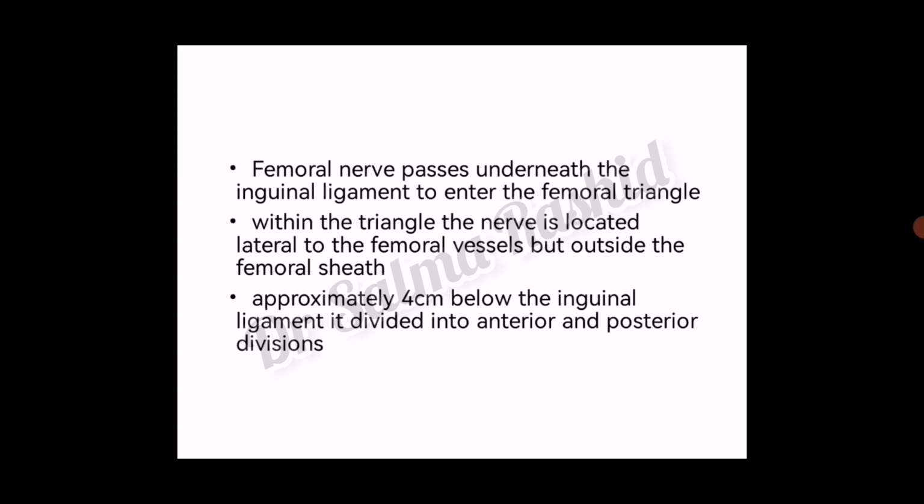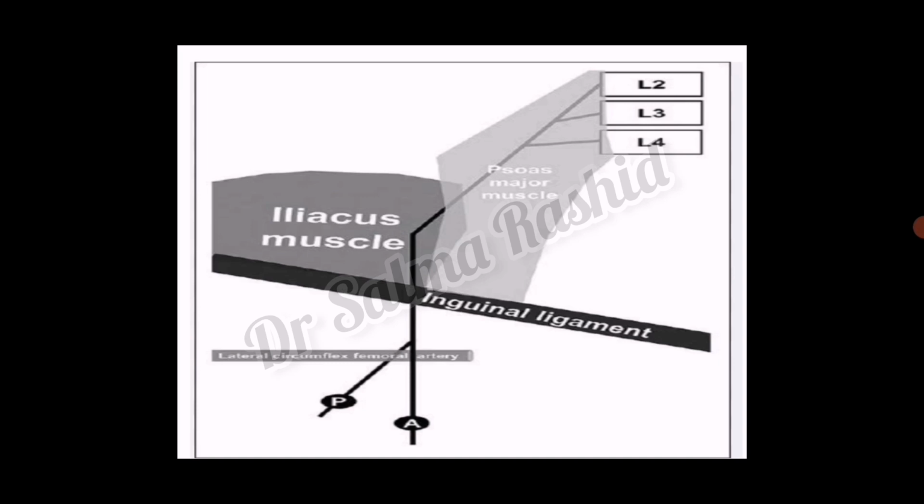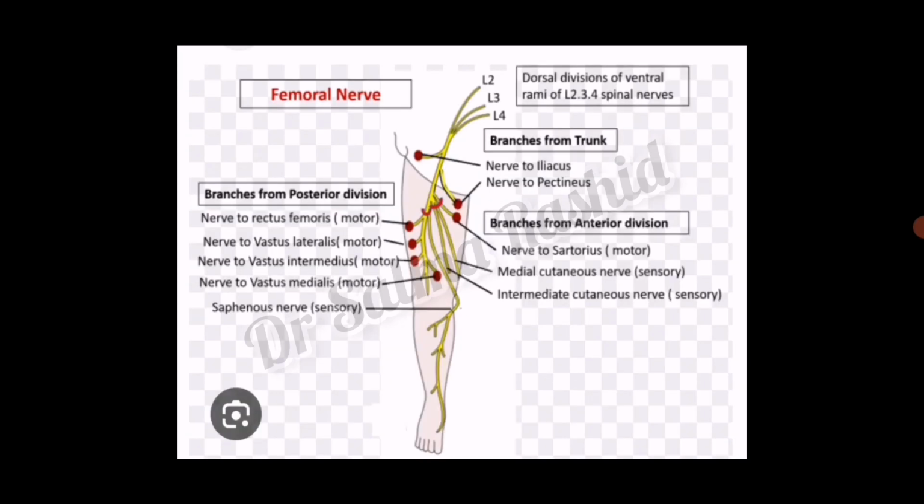Approximately 4 cm below the inguinal ligament, it divides into anterior and posterior divisions. As shown in this picture, you can see after passing under the inguinal ligament 4 cm, it divides into anterior and posterior branches. This is the diagram showing femoral nerve origin and its branches. We don't need to remember all these branches. Just remember that it arises from the posterior division of ventral rami of L2, L3, L4, and then it divides into anterior and posterior branches, and then there are further branches, and its terminal branch is saphenous nerve, which is sensory.